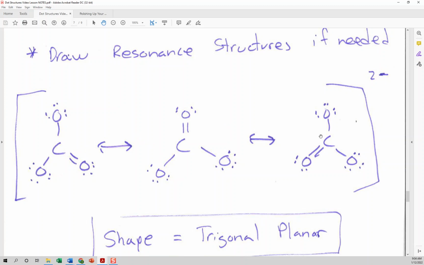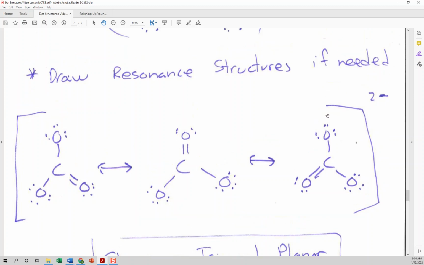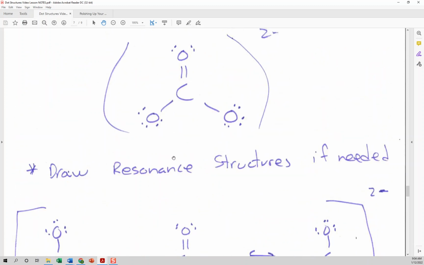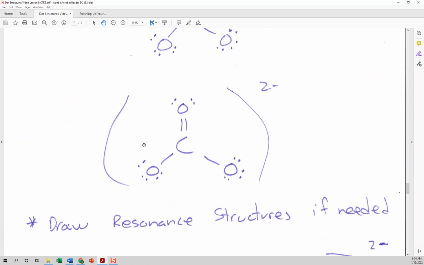Now, not everything has resonance, and you're really not going to be totally responsible for resonance structures, but it's just something to put in the back of your mind, just in case for some reason you decide to take AP chemistry. Resonance will be something that's important to know, okay? So if I say, hey, draw the dot structure for carbonate, and you can get to here, and you don't include the resonance structures, that's perfectly fine, okay?